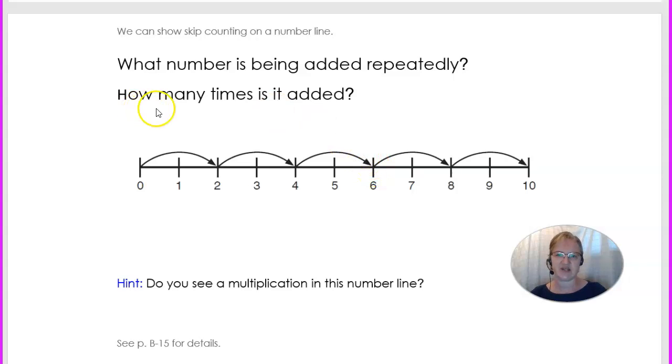The second question asks, how many times is it added? Well, how many jumps do we have? 1, 2, 3, 4, 5 different jumps. So it's being added 5 times.